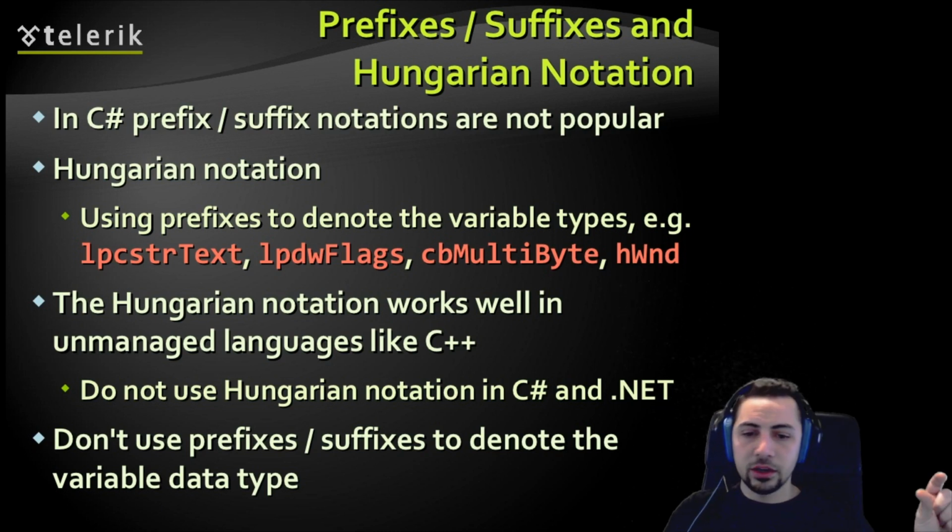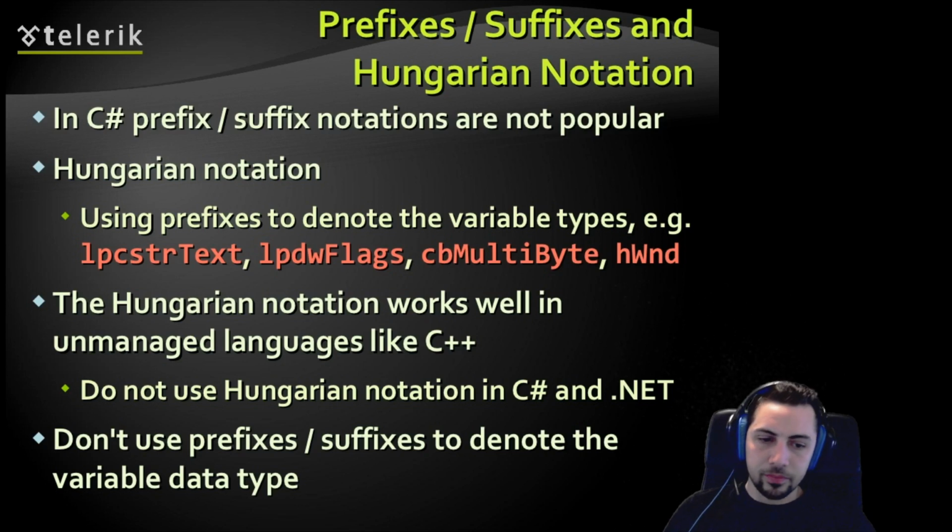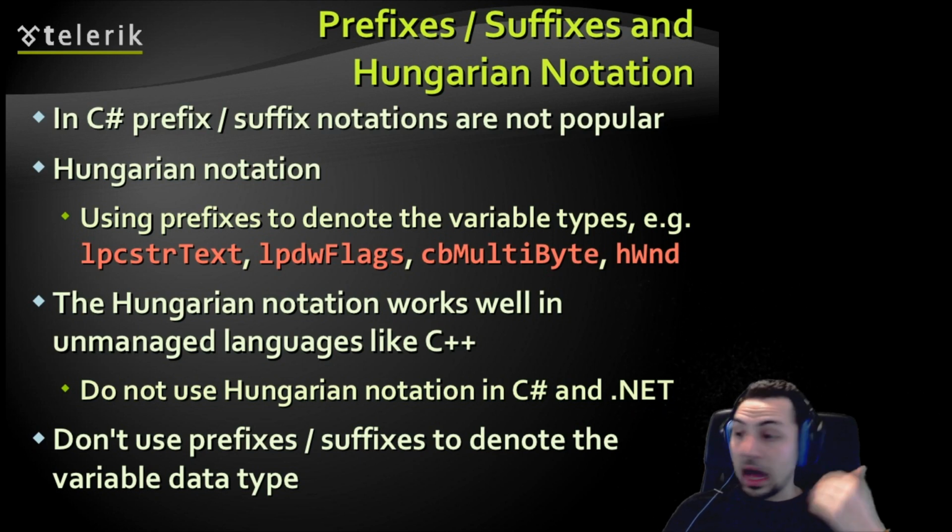That Hungarian notation has no place in C#. It exists, it's still used, just not in C#. Okay, don't use prefixes or suffixes to denote information about the data type. You will see this in lots and lots of source code, for different types of things, just not in C#.